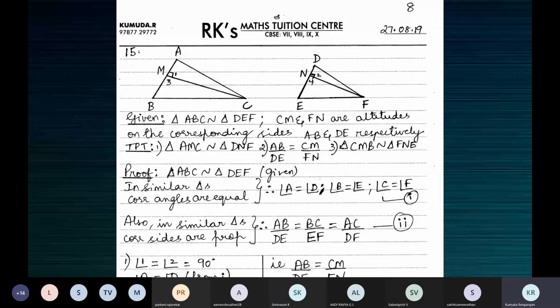So what are we given here? Triangle ABC is similar to triangle DEF. CM and FN are altitudes. You can say altitudes from the corresponding vertices, or altitudes on the corresponding sides. I told you, children, both amount to the same thing. Now we need to prove these three results. Quite similar to the earlier one. Earlier we were dealing with medians, here with altitudes.